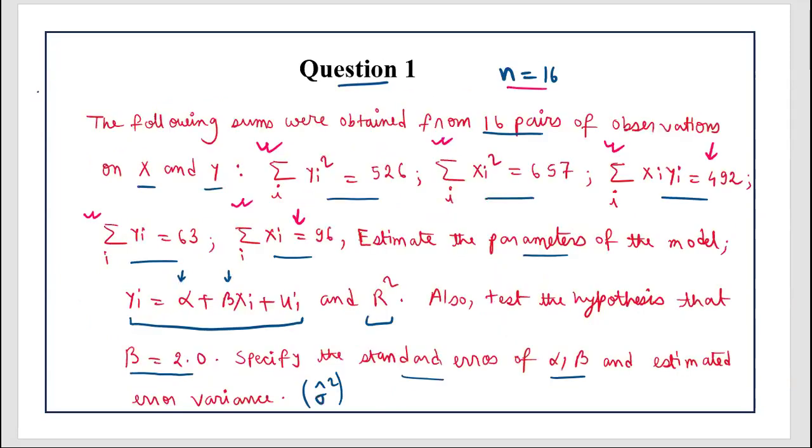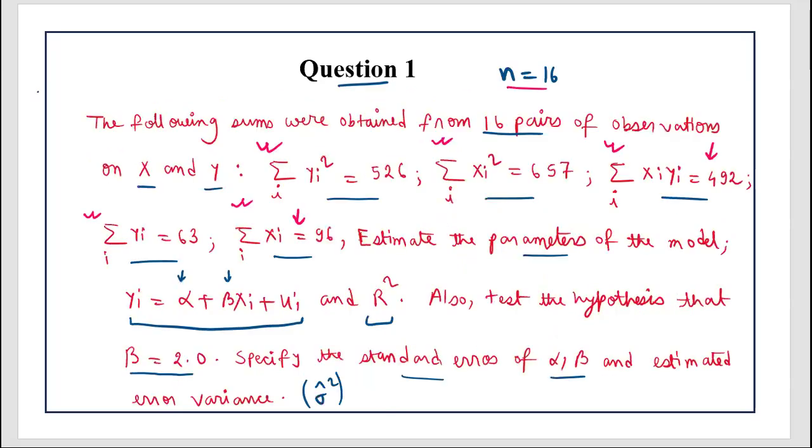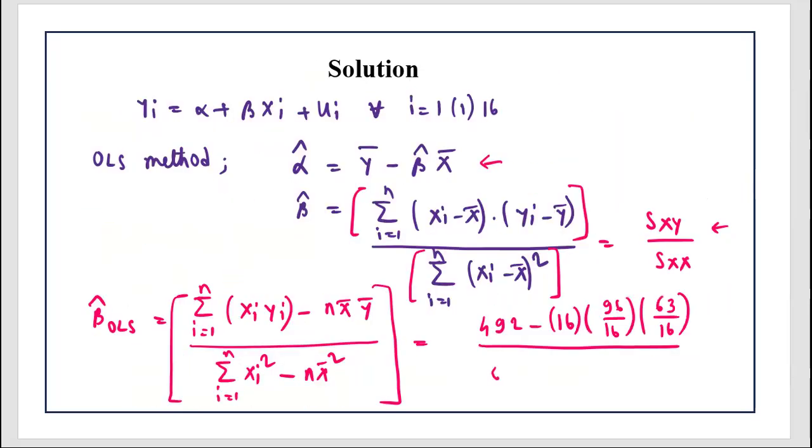Similarly for y bar, what is summation yi? It is 63. So 63 upon 60. In the denominator, what you have? Summation xi square, which is 657, minus 60 into x bar whole square, right? So this will be the entire expression.